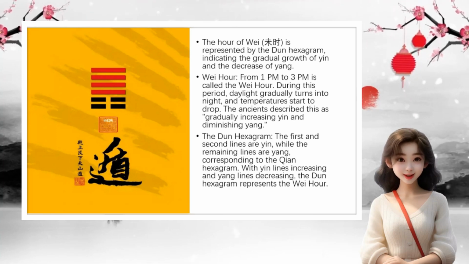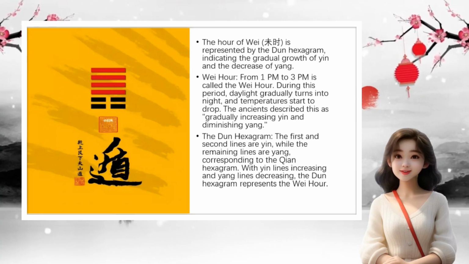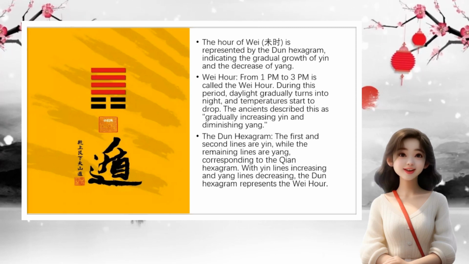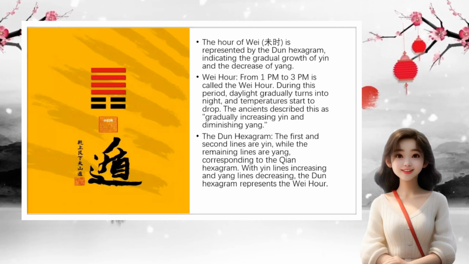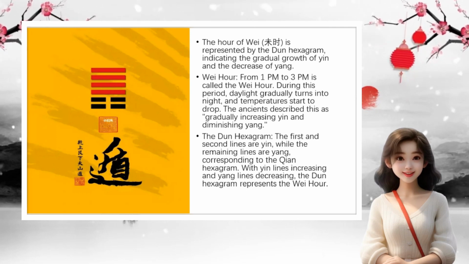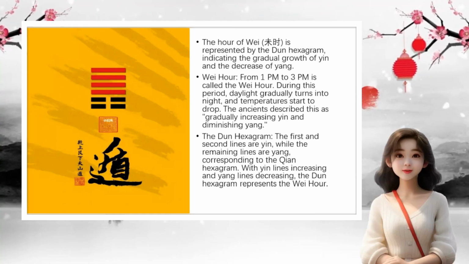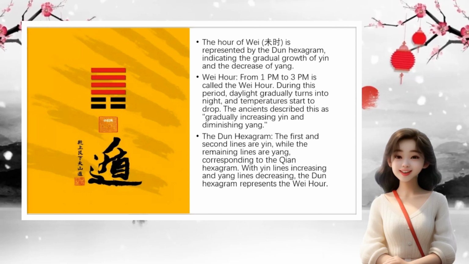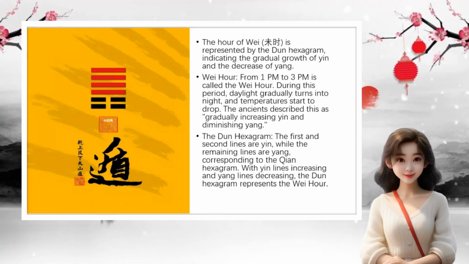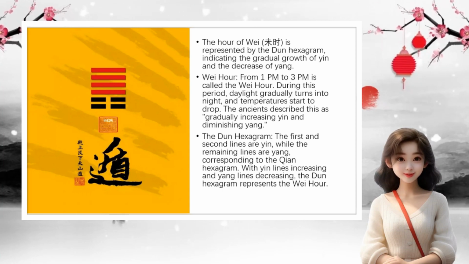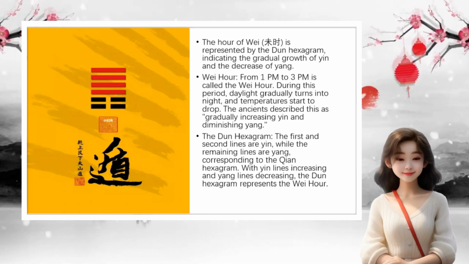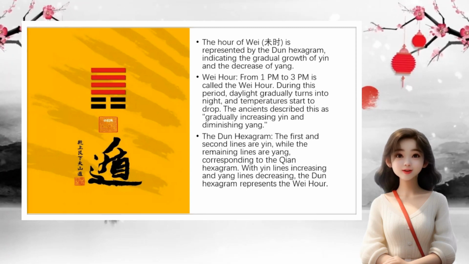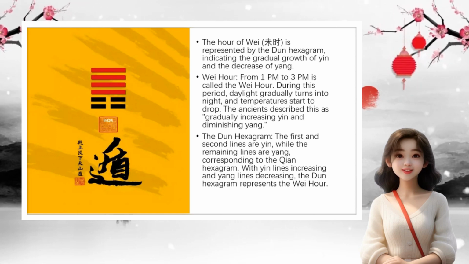The hour of Wei is represented by the Dun hexagram, indicating the gradual growth of yin and the decrease of yang. Wei hour, from 1 p.m. to 3 p.m., is called the Wei hour. During this period, daylight gradually turns into night, and temperatures start to drop. The ancients describe this as gradually increasing yin and diminishing yang. The Dun hexagram. The first and second lines are yin, while the remaining lines are yang, corresponding to the Qian hexagram, with yin lines increasing and yang lines decreasing. The Dun hexagram represents the Wei hour.